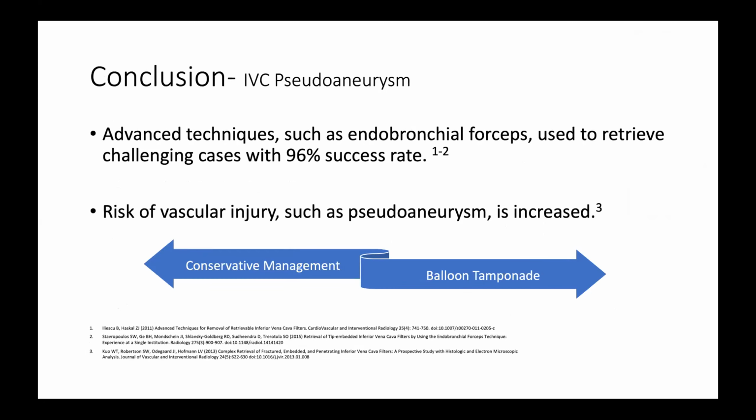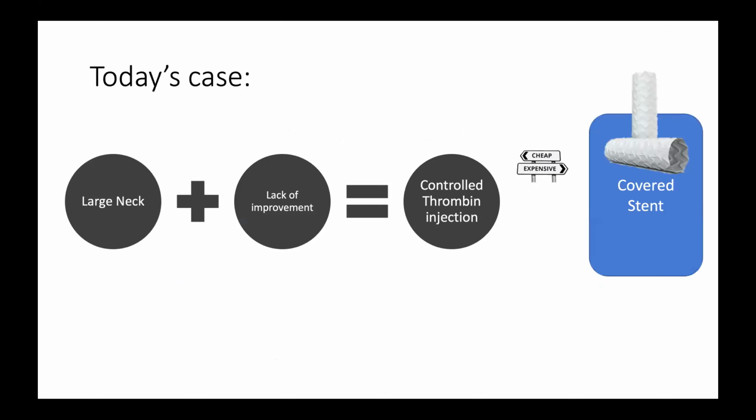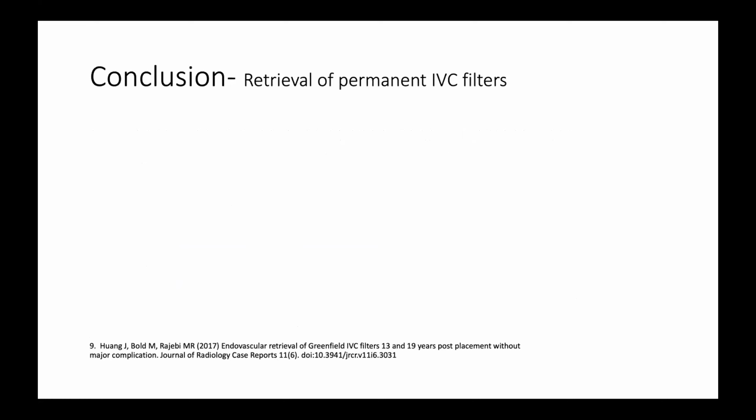But then you wonder, with the pseudoaneurysm as one of the complications, like in this case, it's a matter of conservative management versus balloon tamponade. And in this case, I guess I wanted to put it together. Some might say, why not just put a covered stent? It really comes down to how much you want to save money for the facility. And I think this was a way to save that rather than using an expensive covered stent.